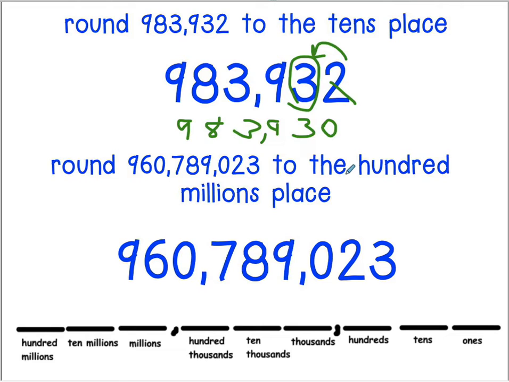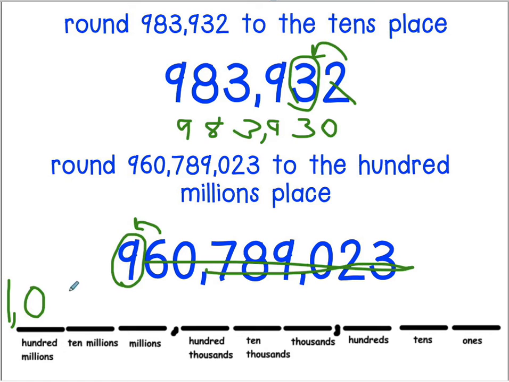960,789,023. We're supposed to round it to the nearest hundred millions place. Now the 9 is in the 100 millions place. The 6 is its neighbor. The 6 tells the 9 to get bigger. Now for the 9 to get bigger, it has to turn into a 10, which means that we are now actually going to go into the billions place, and there's going to be a 0 in the 100 millions place. And every other number turns into zeros because everything to the right always turns into 0. That's a lot of zeros.